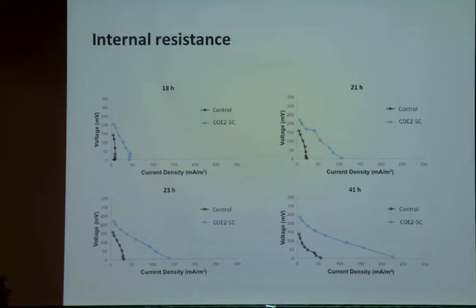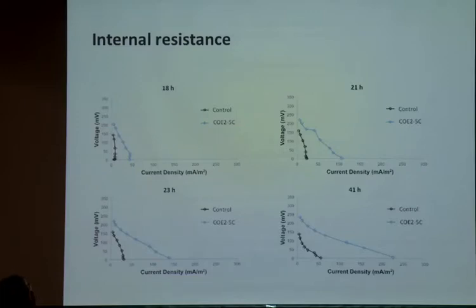In another study, we tried a different substrate. We used 40 millimolar lactate in this experiment. We can see that this is with control and COE25C, and the internal resistance has also been decreased. That might be the reason why COE2 series is improving the MFC performance. And remember, COE25C is slightly toxic to cells.